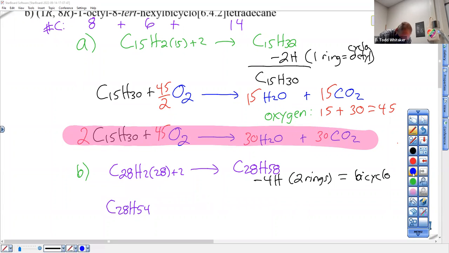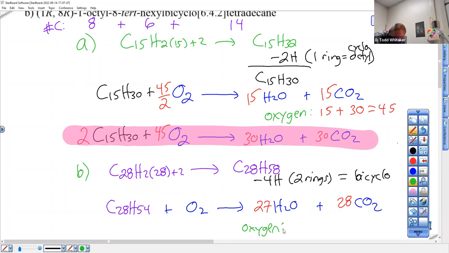Plus O2 gives H2O and CO2. You guys like the carbons first? I'm going to throw 28 in front of carbons. And throw 27 in front of the H's. Do we agree? 2 times 27 is 54? Yeah. All right. We're going to add up our oxygens. 27 plus 56. 83. 83 over 2.